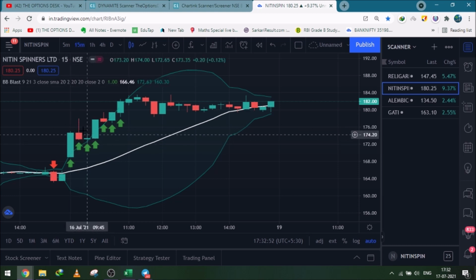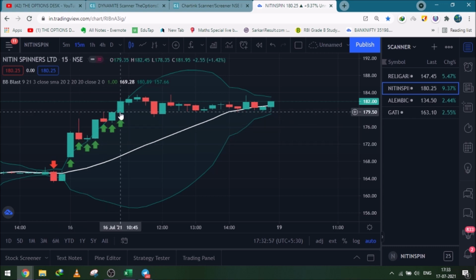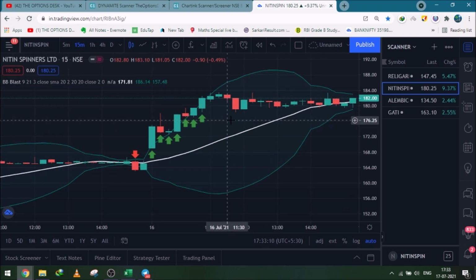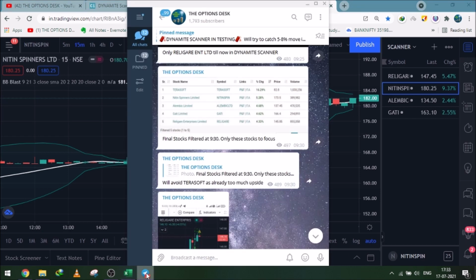Okay, Bollinger Bands kept on blasting. I modified my stop loss a little bit upside. Kept on blasting. I'm very happy. Bollinger Bands keep on blasting. There's nothing that is going to prevent me. The Bollinger Band is blasting, and these green arrows are giving me confirmation that Abhishek, you can stay in this trade without any hassle or confusion or panic. No problems. Okay, now let's see Alembic.